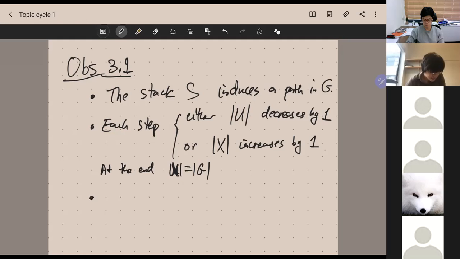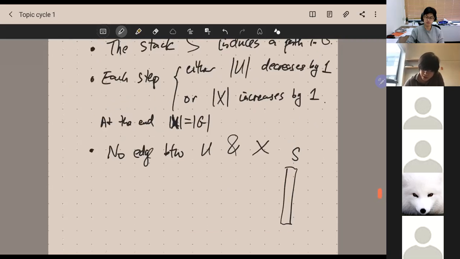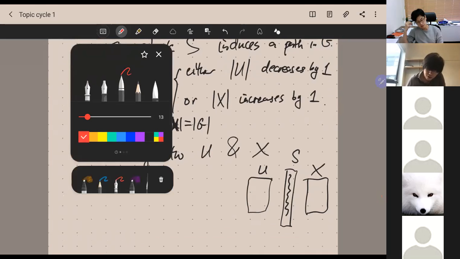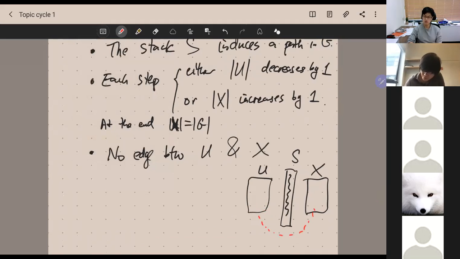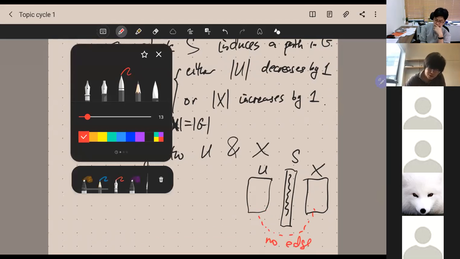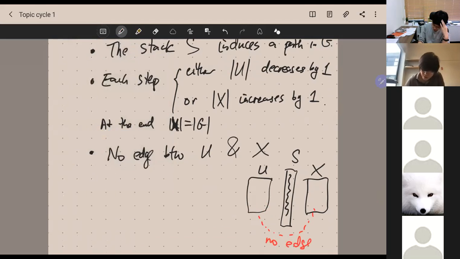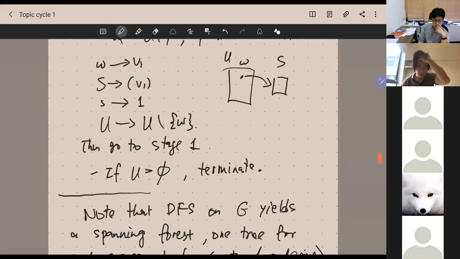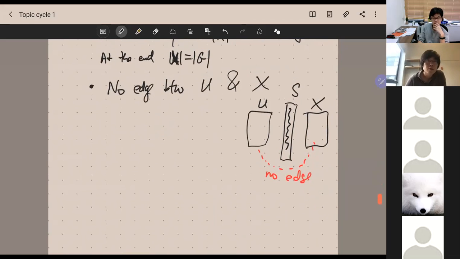The next observation, also very important, is that there is no edge between U and X. So again, here's the picture. S always induces a path in the graph. Between the set of unexplored vertices and explored vertices, there's no edge. So S is kind of like a cut set. There's no edge going like this. This will also be important. I hope this is clear. If not, I'll leave it as an exercise to prove it yourself that there's no edge between U and X.